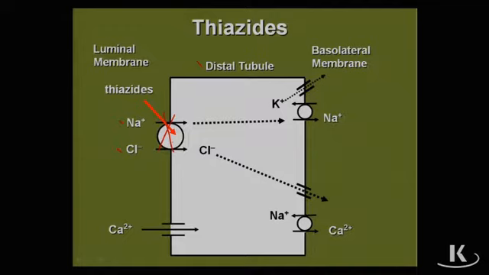Of course, the diuresis is really weak at this level, being that less than 10% of our sodium load is reabsorbed. Most of the job has been done earlier on in the proximal tubule and in the thick ascending loop of Henle. Nonetheless, by definition, let's say a thiazide is a diuretic.